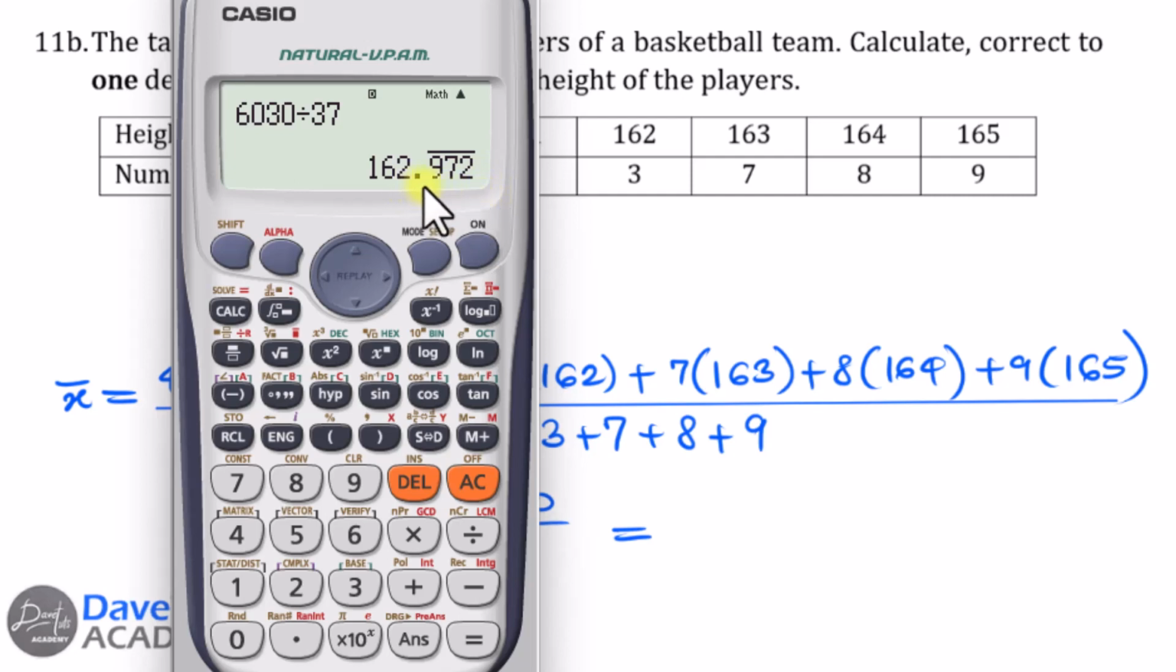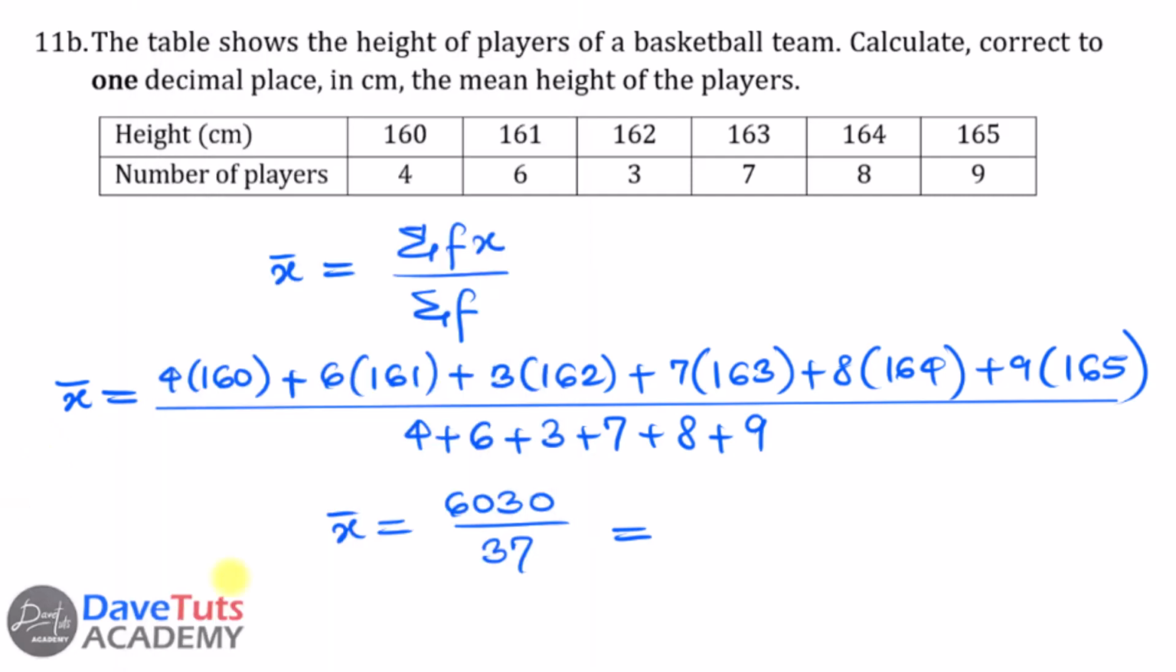So 162.972972. So this is 162.972, and 0.972972 repeated on and on like that.